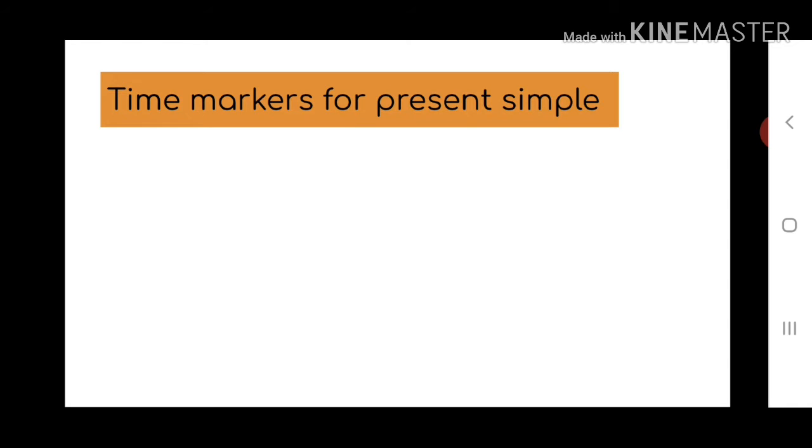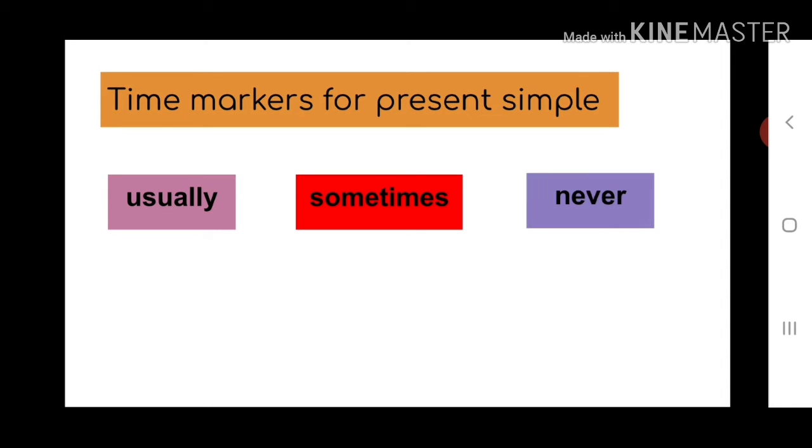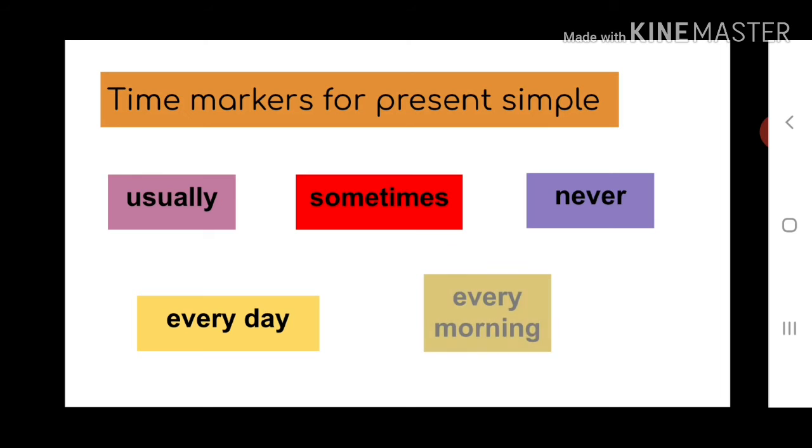Time markers for present simple. You may have seen this or we have worked with this as adverbs of frequency, but we're just calling them time markers for the time being. So we give it a more general meaning. Okay? So here we have usually, sometimes, never, every day, and every morning. These words indicate what the tense is going to be. For example, if you start a sentence by saying I usually, most likely that sentence is going to continue in present simple if it's correct. Okay, so this is a clear indicator of what tense is being used.